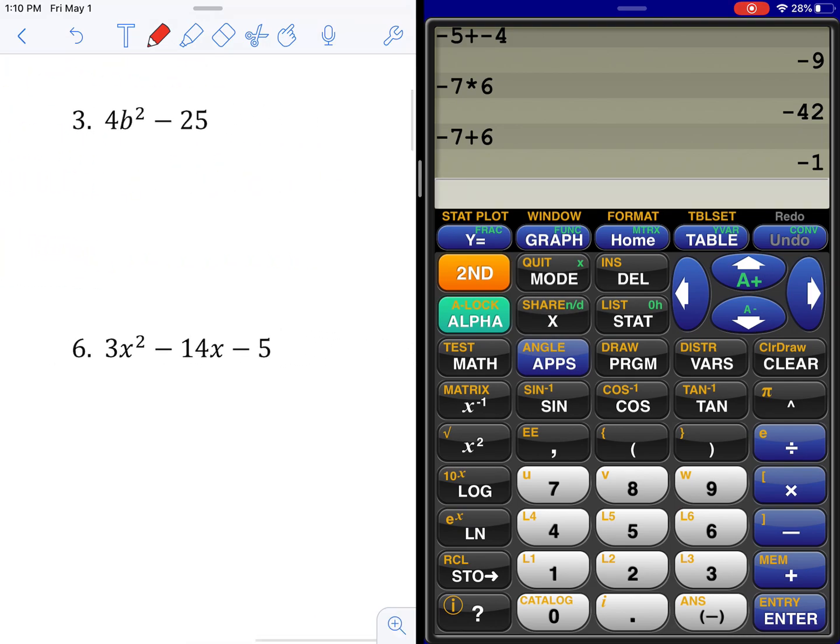All right, moving on, number 3, that is 2 terms. You cannot take out a GCF. We want to see, is this a difference of 2 squares? Do I have a minus symbol? And I do. And do I have 2 perfect squares? Those are both perfect squares.